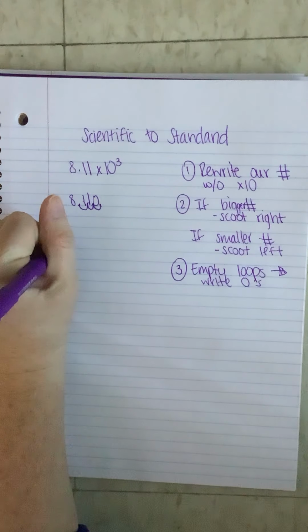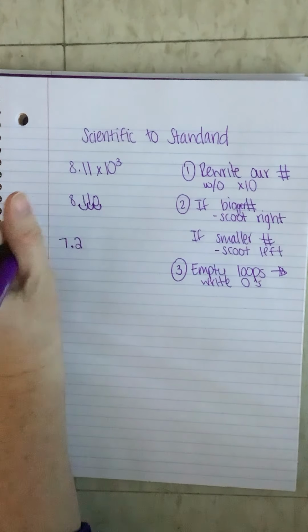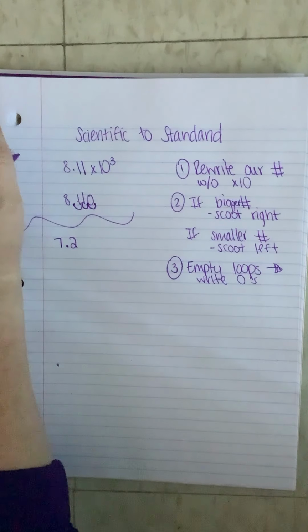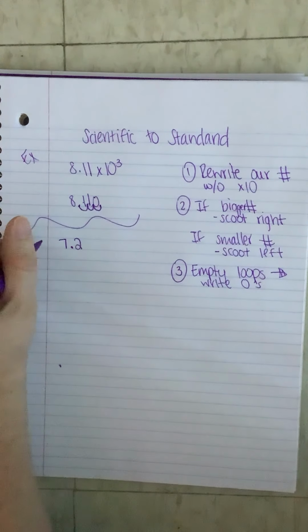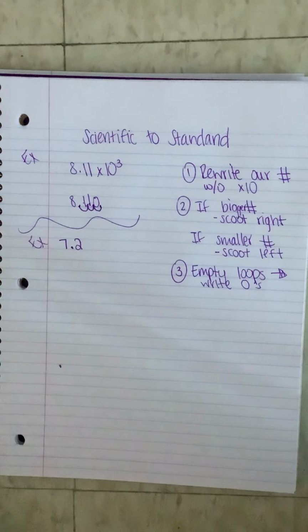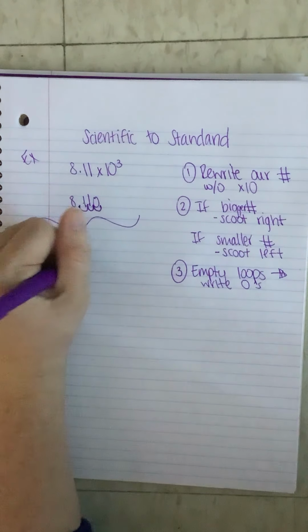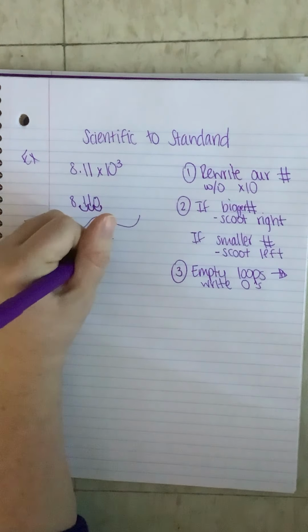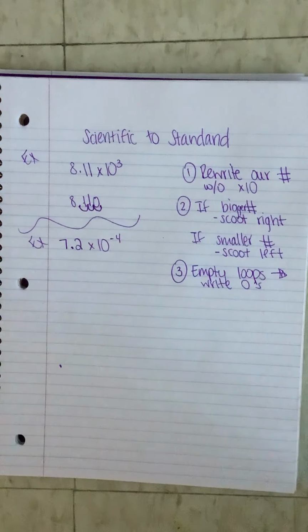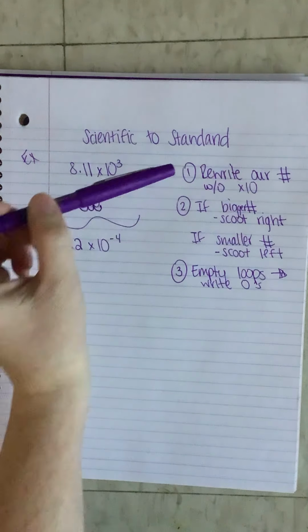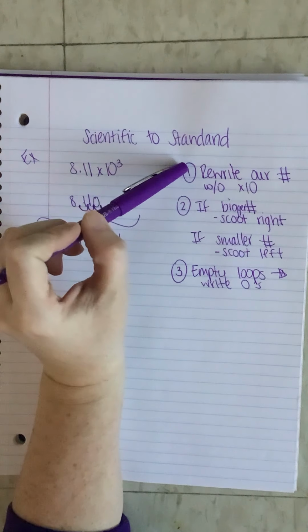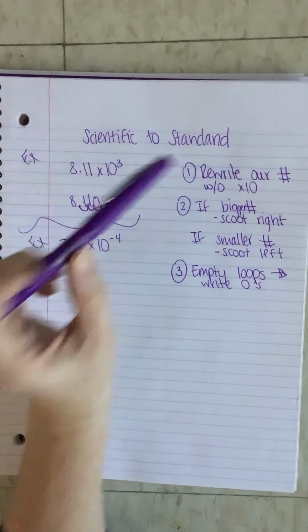Okay, now let's take a look at a number that's a smaller number. So this was our first example. Let's look at our next example: 7.2 times 10 to the negative fourth power. And again, we know that our negative powers indicate a small number, and we're going to have to scoot to the left. So step 1, rewrite our number without that times base of 10.